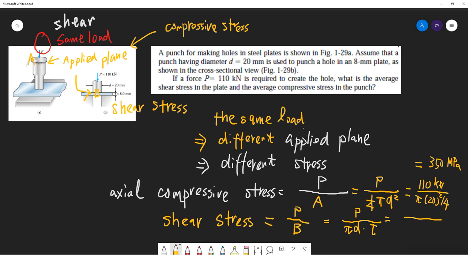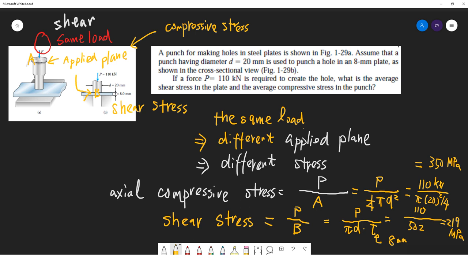And for the shear, it's 110 divided by the area according to calculation. The thickness here is about 8 millimeter. So finally we get the answer is 119 MPa. So please calculate by yourself.